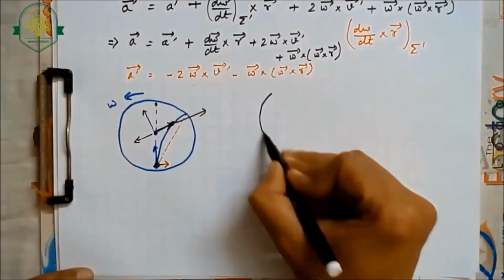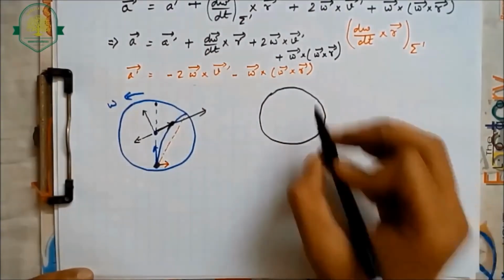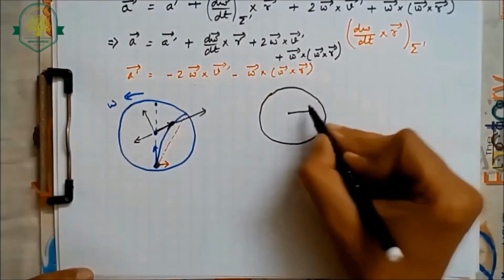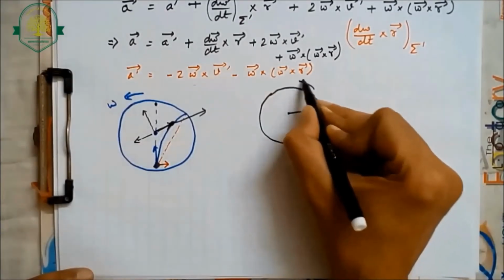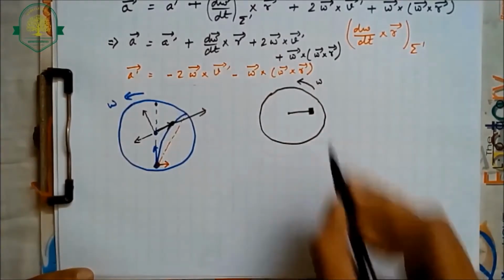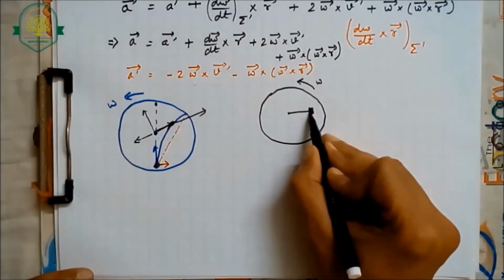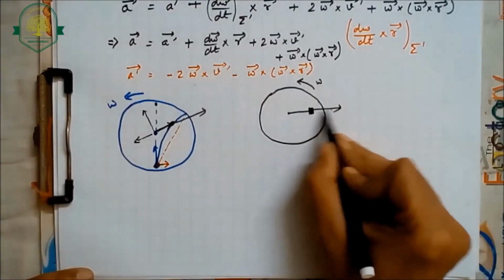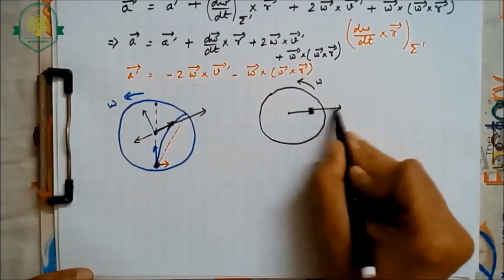We can also think of another example in which a coin was placed on a turntable, and if the turntable's angular velocity is increased beyond a certain point, the coin will move out radially in this direction. But in moving out in this direction, it will gain a velocity in that direction.